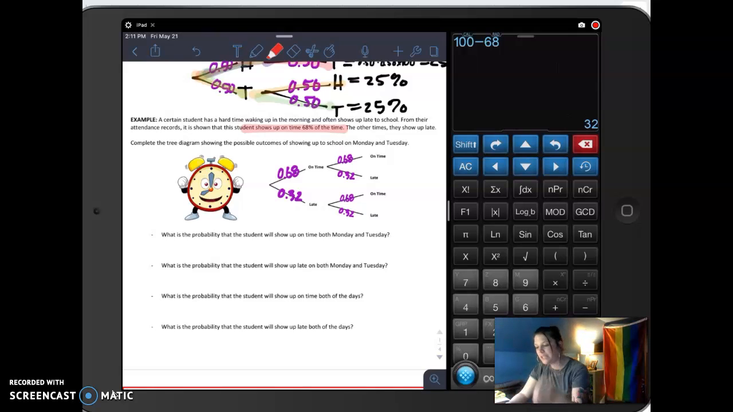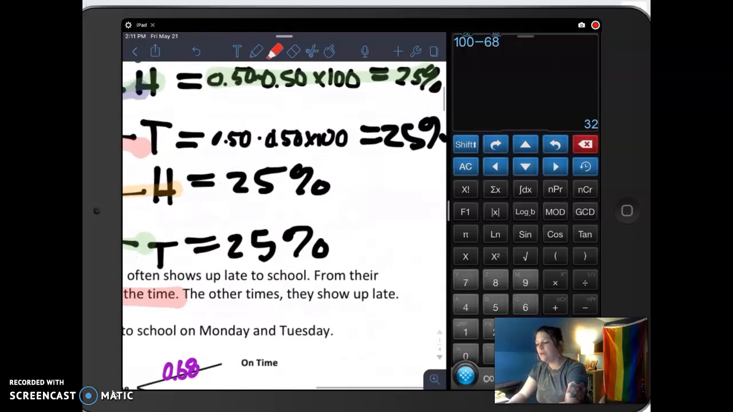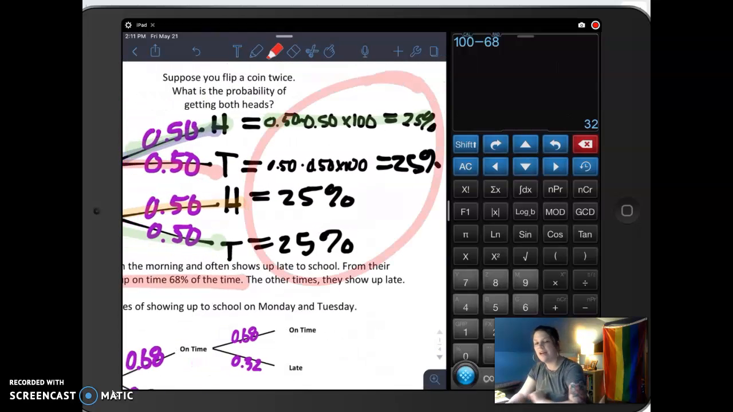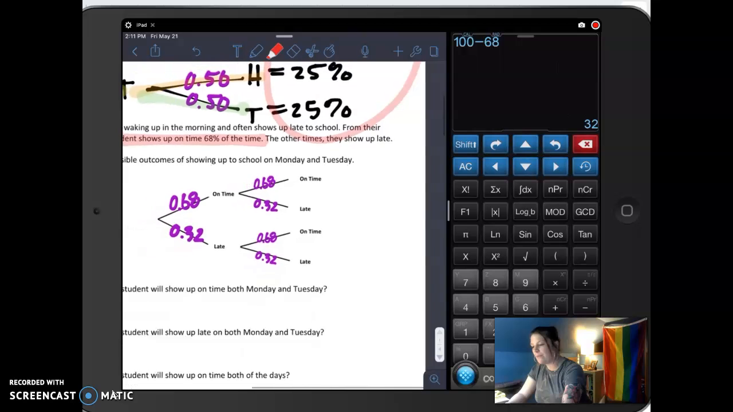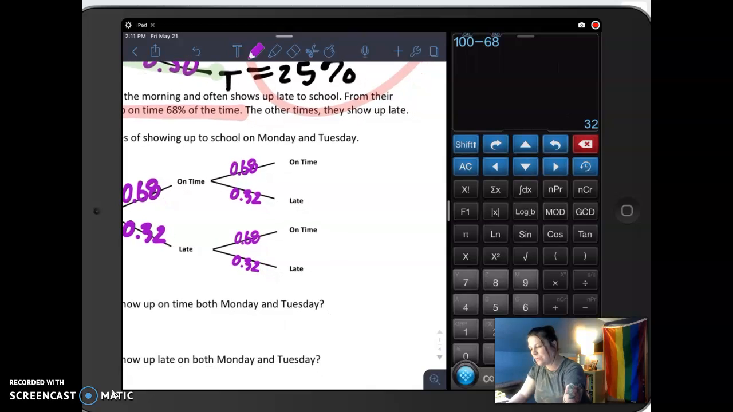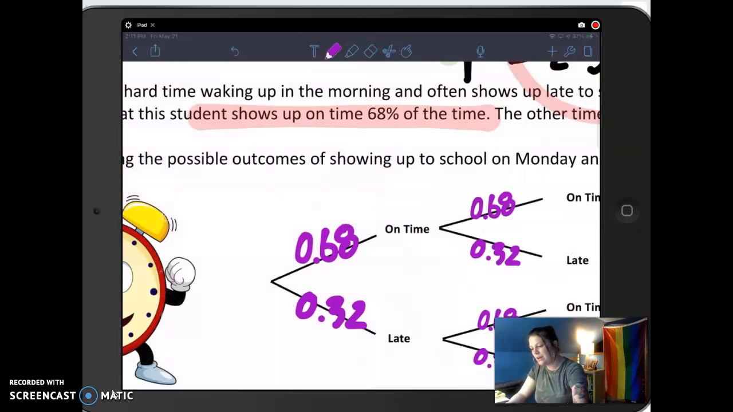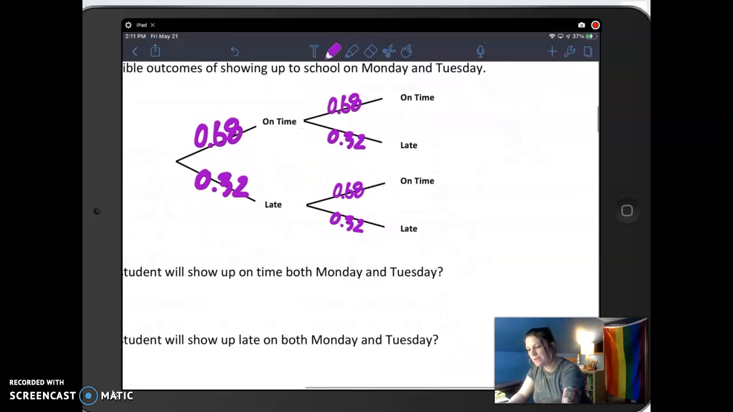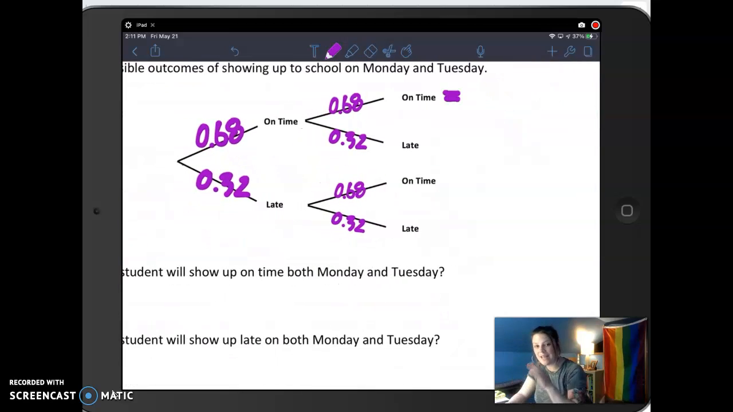So what does it mean to complete the tree diagram? It means to do all of this part, to get all the percentages written down. This part is really, really helpful. I don't have all the space in the world, so I'm going to try my best here. So we're on time and then on time. So the probability that they would be on time on Monday and on Tuesday would be 0.68 times 0.68 times 100. Again, I forgot my stylus, so my handwriting is jacked also. Sorry, guys.